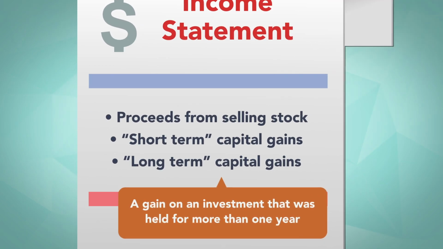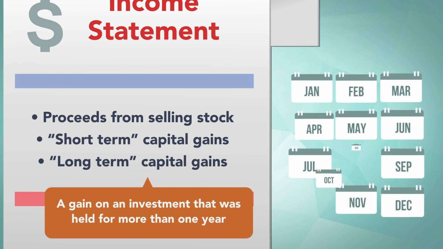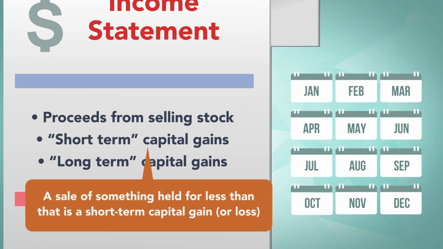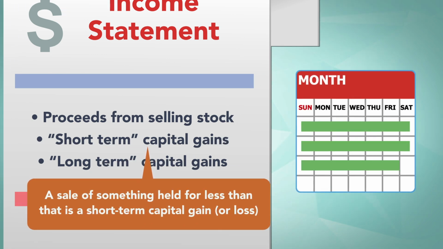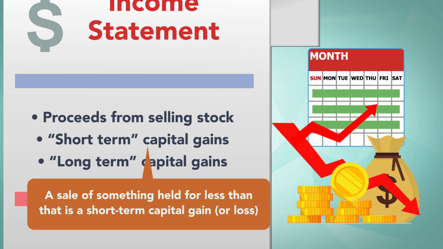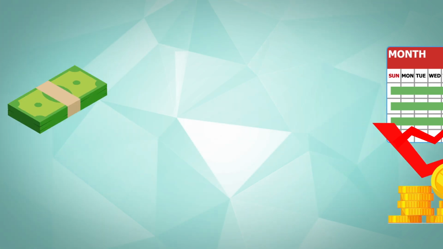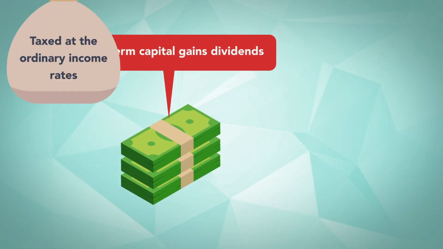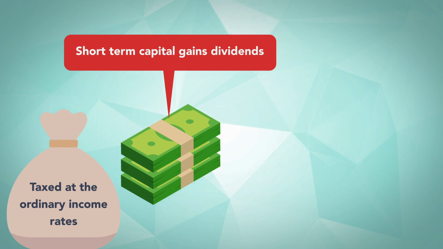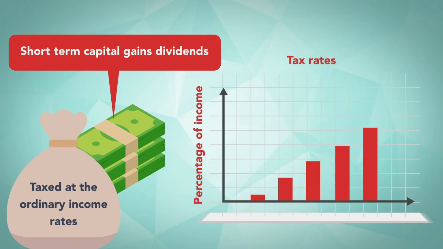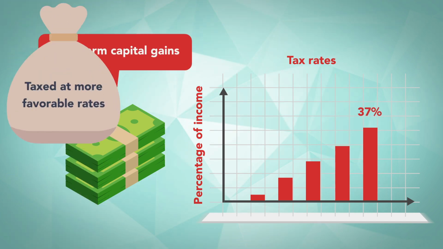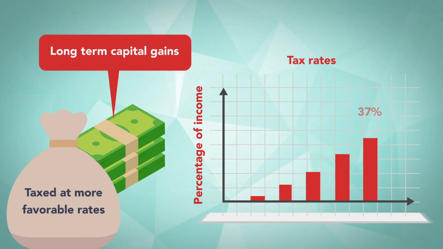A long-term capital gain is a gain on an investment that was held for more than 1 year, while a sale of something held for less than that is a short-term capital gain or loss. Short-term capital gains dividends are taxed at the ordinary income rates, which are staggered based on income, into various brackets which max out at 37%. Long-term capital gains are taxed at more favorable rates that max out at only 20%.